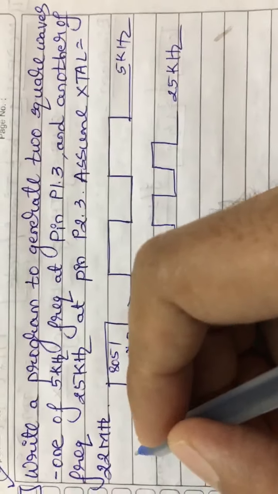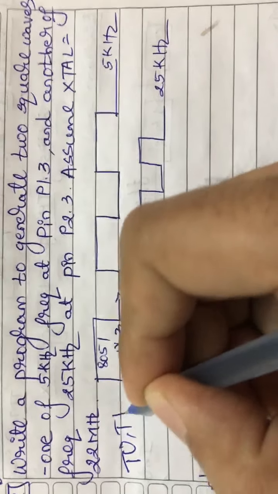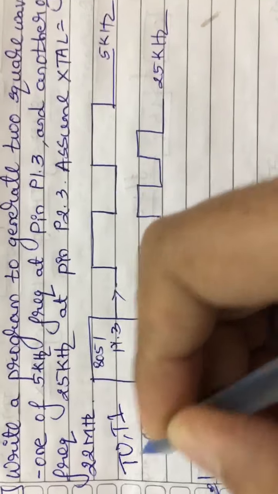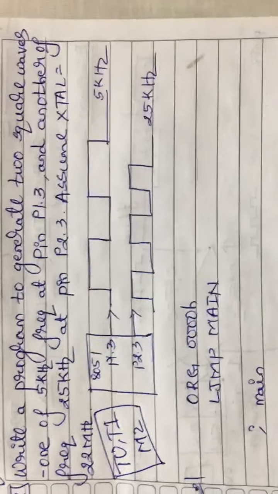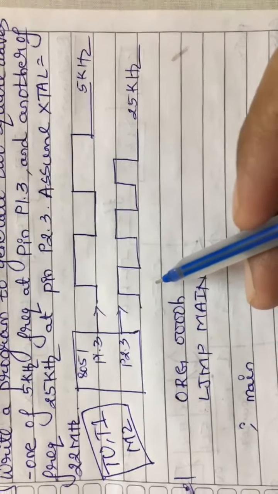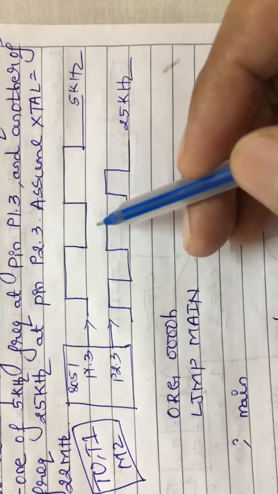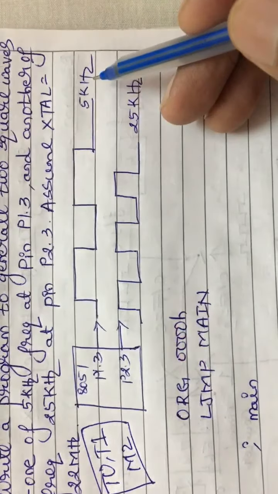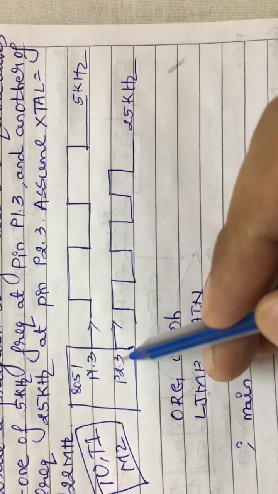One more thing I have left here. Here we are using both the timers T0, T1 in mode 2. Please note this. I just left it out in the question. So here in this case we have two different square waves. We need to generate the 5 kilohertz on pin P1.3 and 25 kilohertz on pin P2.3.